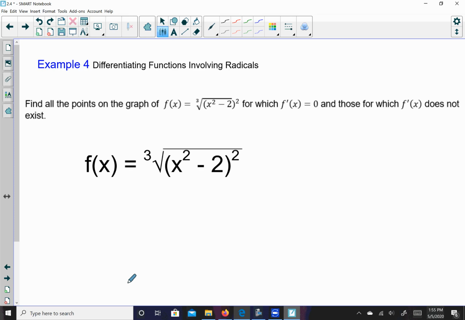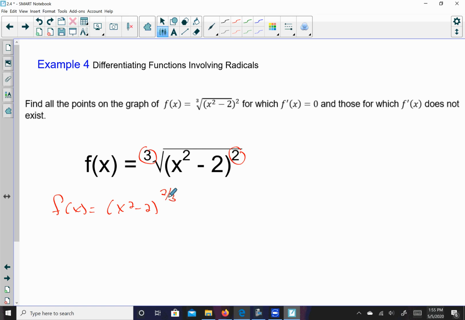You're taking a derivative involving a radical, so it's the exact same thing. I'm going to rewrite this so that I'm taking the cube root of something squared. Just like we learned how to do in the last section, I'll write it as x squared minus 2, and combining that, this is going to be raised to the 2/3 power.